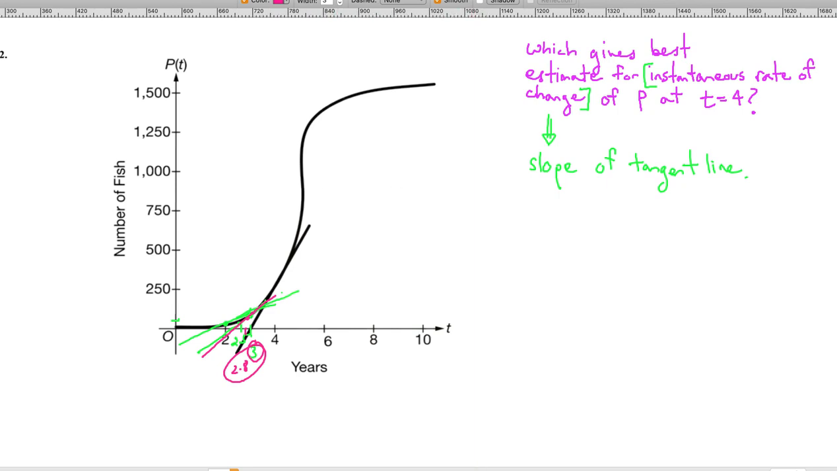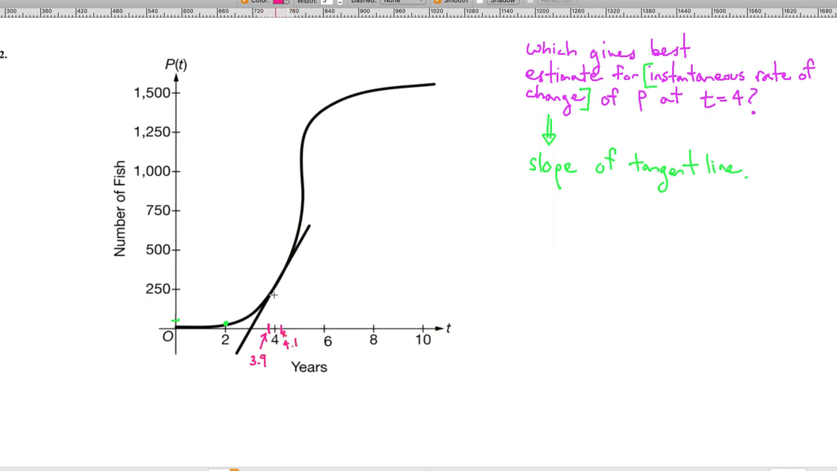So when they ask this question, which gives you the best estimate for the instantaneous rate of change of p at t equals 4, you want to find the one that's going to give you the shortest interval for 4, right? The shortest interval that they offer, or that you might be given, is, let's say, 3.9, and then right next to it over here is 4.1.